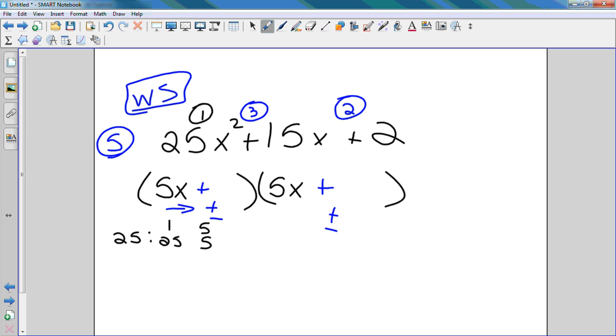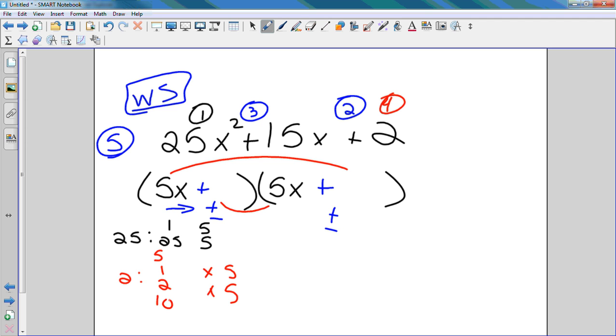Now, I need the factors of 2. Step 4. I'll change colors here so you can see it. Step 4, factors of 2. Well, I don't have many, just 1 and 2. But remember, I have to multiply them by 5 and 5. The outers are going to be whatever that is times 5. The inners are going to be 5 times whatever this one is. So I'm going to have to multiply by 5 and 5.